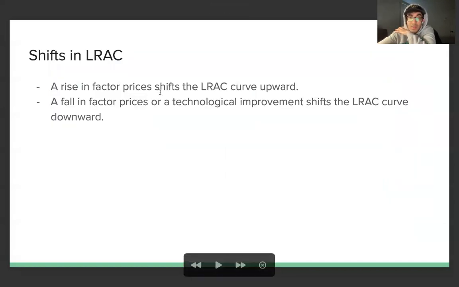Okay, and then for shifts in the long run average cost curve, the costs go up and the curve shifts upwards if there's a rise in the prices of inputs. So if wages increase, or if the price for capital increases. And then similarly, going by the same logic, if the prices of inputs fall, or if there's a technological improvement that reduces costs, the LRAC curve would shift downward.